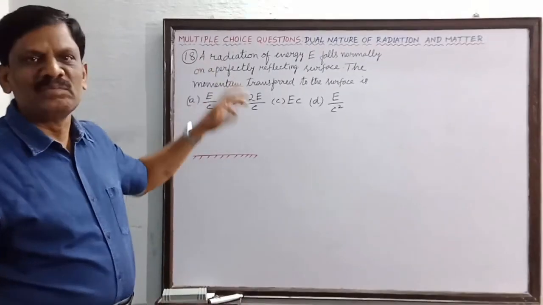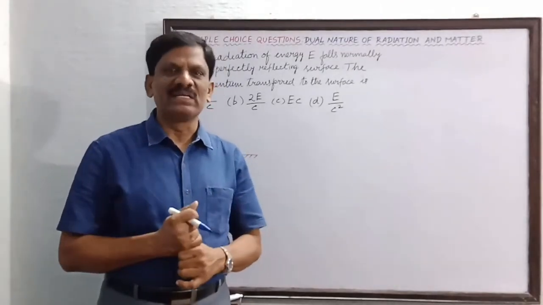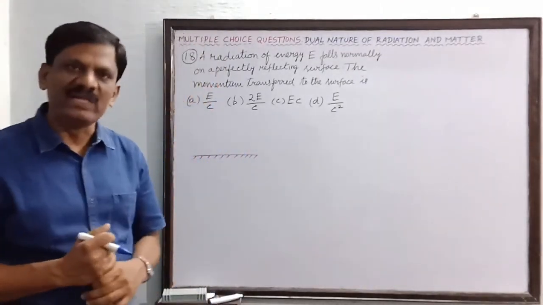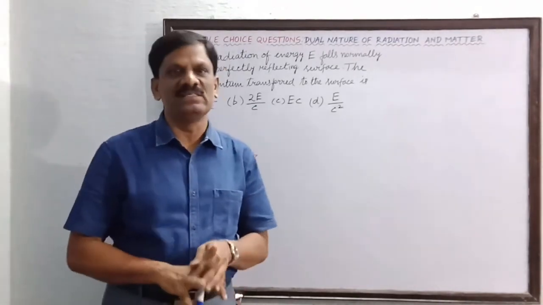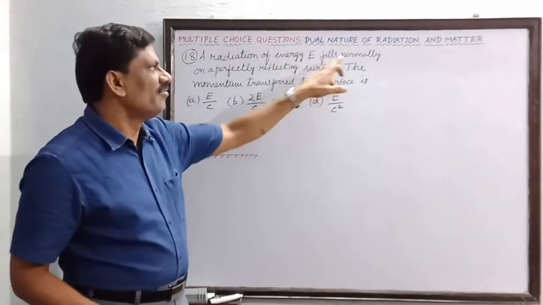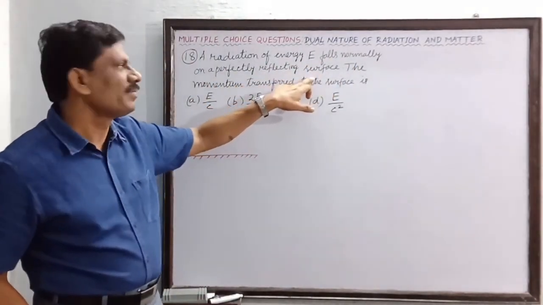Now the 18th sum is a different type of problem, which is slightly away from our textbook also, I will say, which is mainly asked in the competitive exams like the NEET and the JEE. A radiation of energy E falls normally on a perfectly reflecting surface.